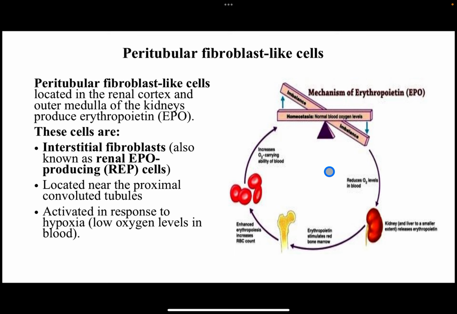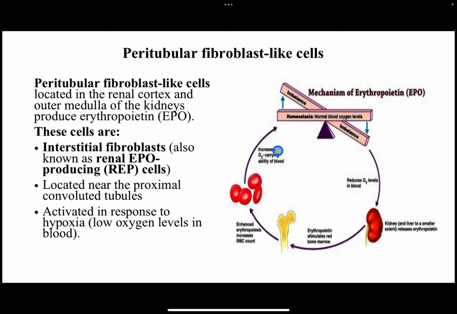So if your blood oxygen levels are very low, these cells are activated, then they produce erythropoietin. Then the erythropoietin acts on the bone marrow to produce more red blood cells via a process called erythropoiesis. Then the oxygen carrying capacity of the blood will now increase. Okay, so basically that is it.